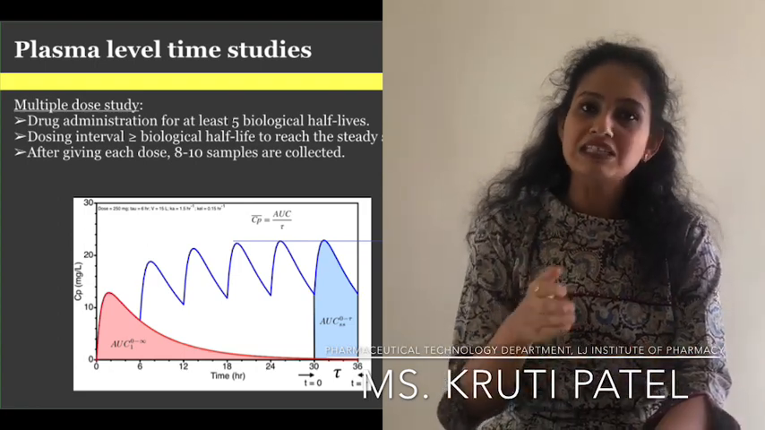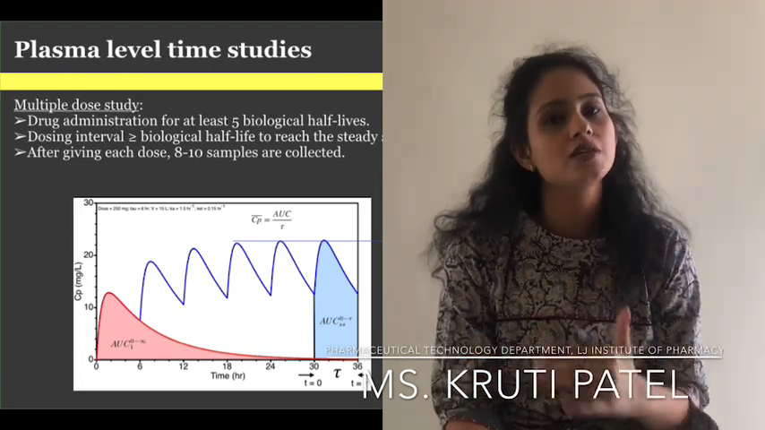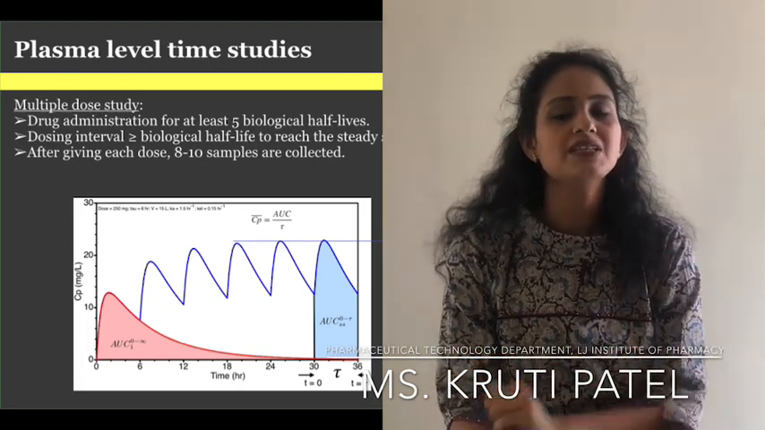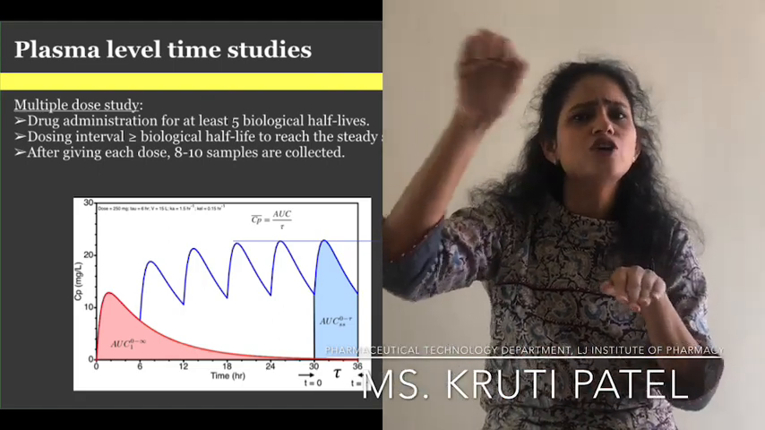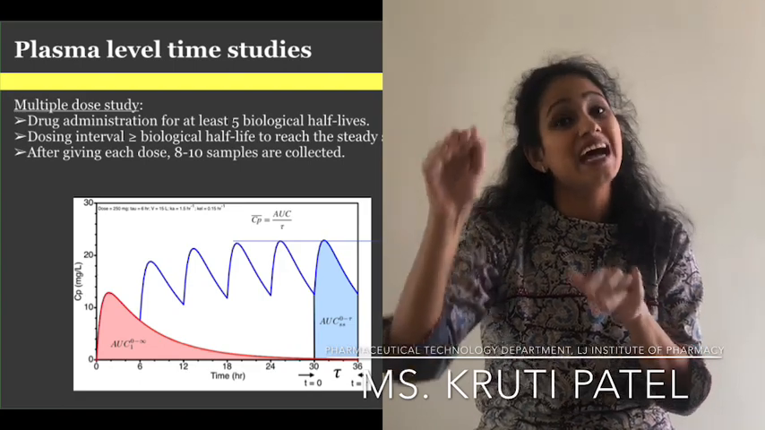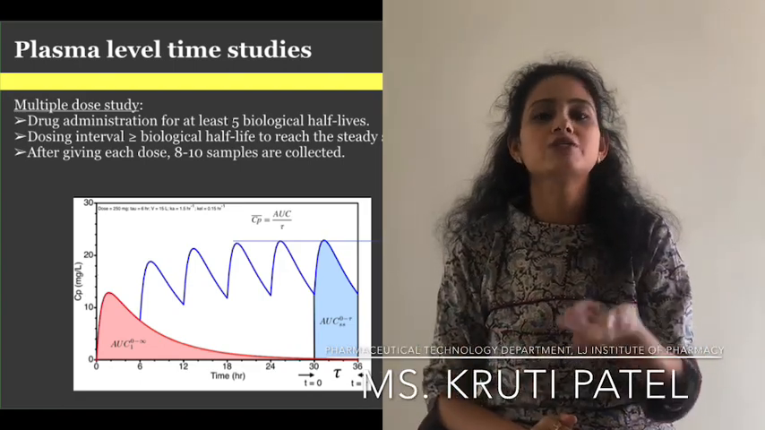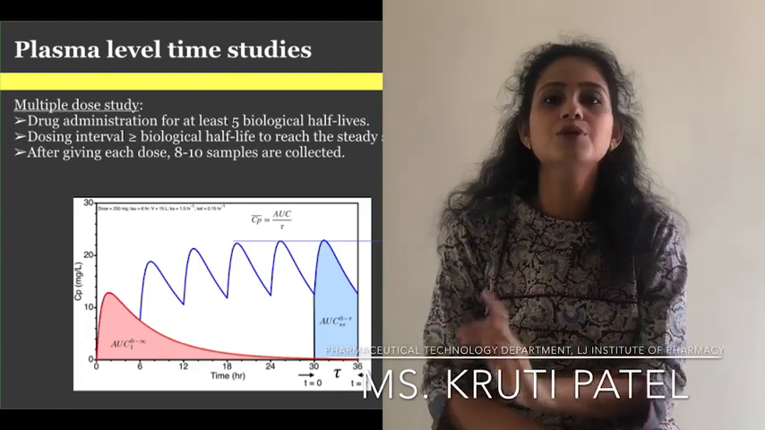By giving multiple doses, we will reach steady state concentration. Now what is the steady state concentration? That means after some time your drug will be constantly available in the body at a specific concentration, and that concentration will be giving the effect. So in most diseases, the steady state concentration is very important to give the effect.